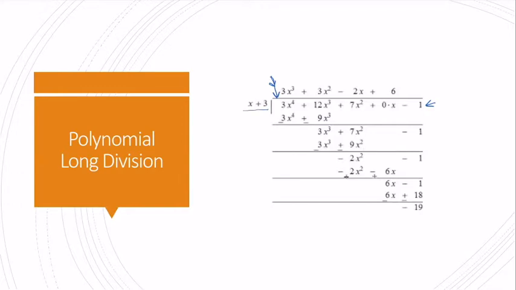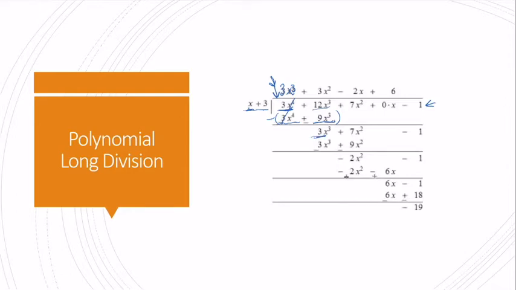So I say, okay, how do I make x look like 3x to the fourth? That's going to be by multiplying it by 3x cubed. 3x cubed times x gives me 3x to the fourth, and 3x cubed times 3 gives me 9x cubed. I then have to subtract this. My first term's always going to cancel. That leaves me with 12x cubed minus 9x cubed, so I get 3x cubed.